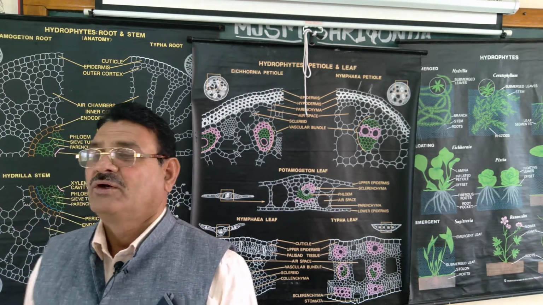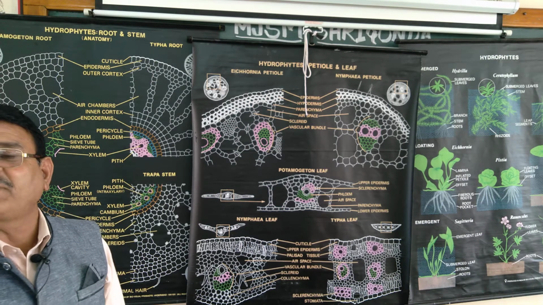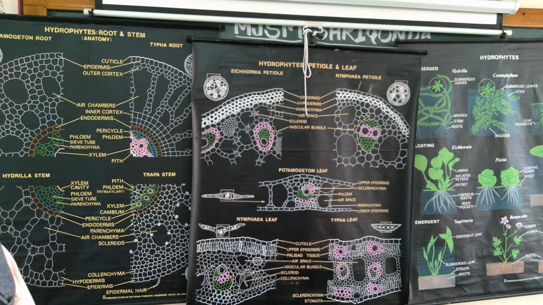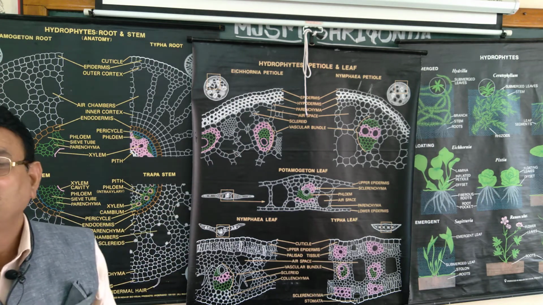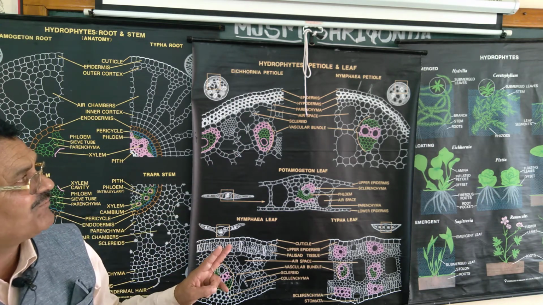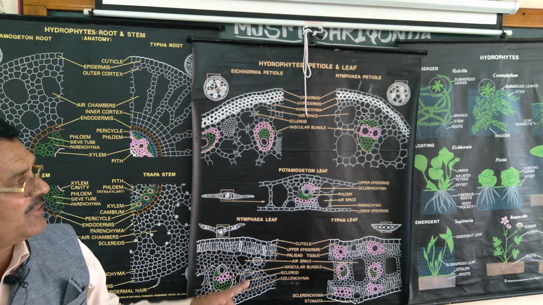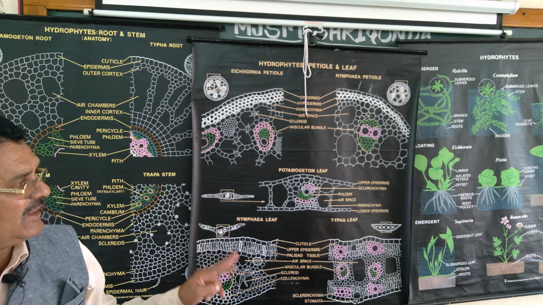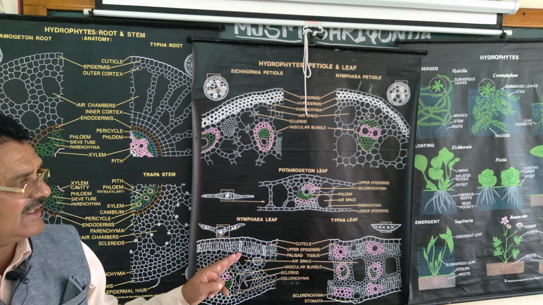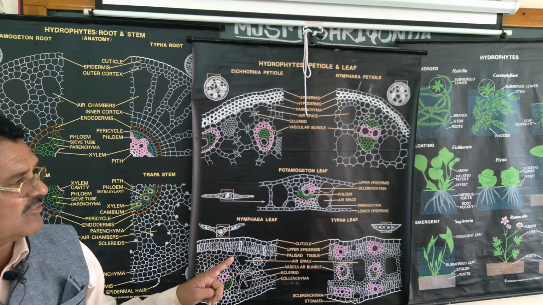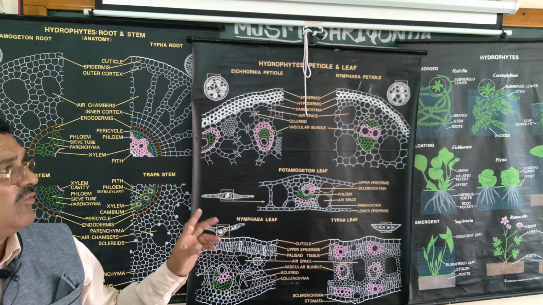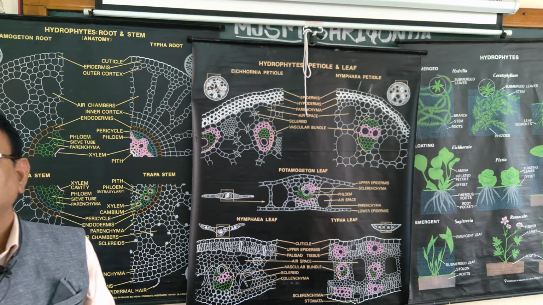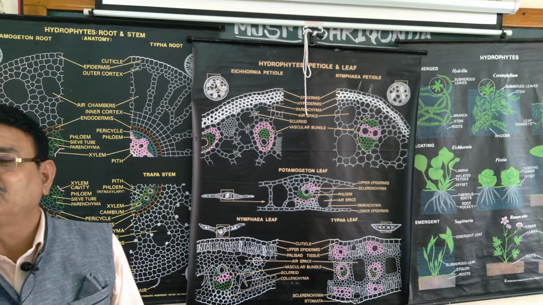Then ecological adaptation in hydrophytes, external ecological features of roots. There is a chart of Hydrilla, Ceratophyllum, Utricularia, Eichhornia, Vallisneria, Pistia, Sagittaria, Typha, Ranunculus, Cyperus, Nelumbo, and Nymphaea. What are the external features of hydrophytes? First, external features of roots.